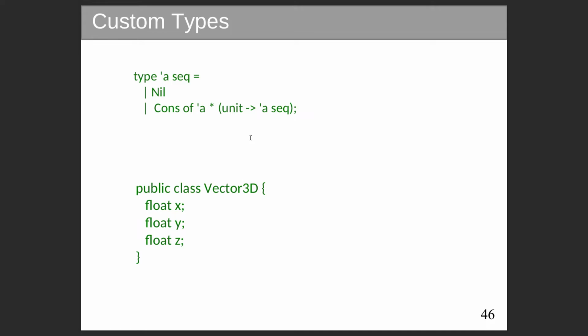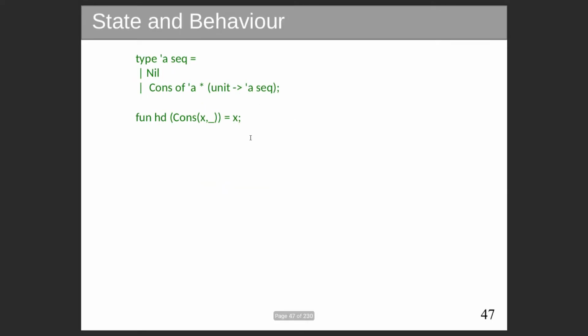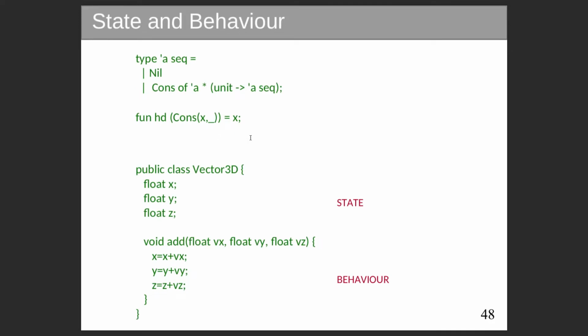In Java, when you want to have a data type, you use a class. So here is our first class, vector3d, and it contains 3 floats, x, y, and z, whereas our lazy list contains 2 things. It contains a nil and a cons. Now, when we want to manipulate our lazy list, we write functions to do it. So here's the head function. When we want to manipulate our vector, we write methods inside the class.